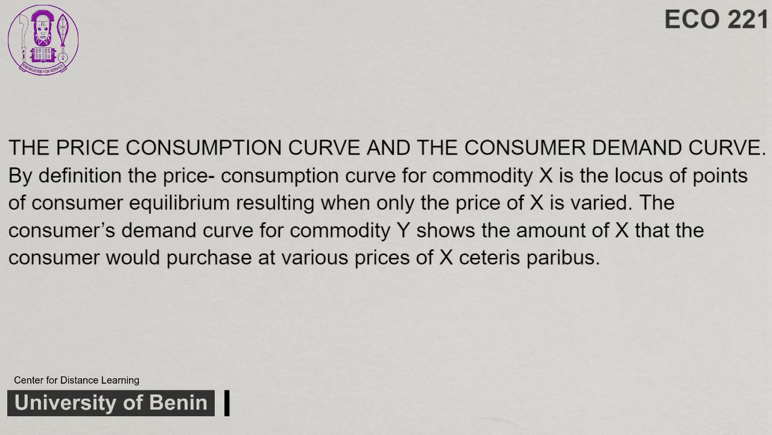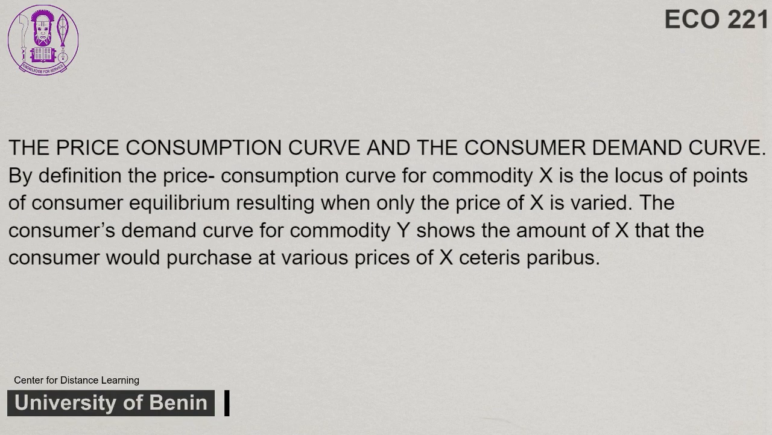The price consumption curve and the consumer demand curve. By definition, the price consumption curve for commodity X is the locus of points of consumer equilibrium resulting when only the price of X is varied. The consumer's demand curve for commodity X shows the amount of X that the consumer would purchase at various prices of X, ceteris paribus.